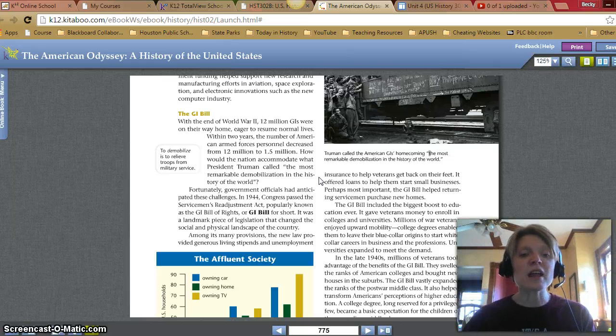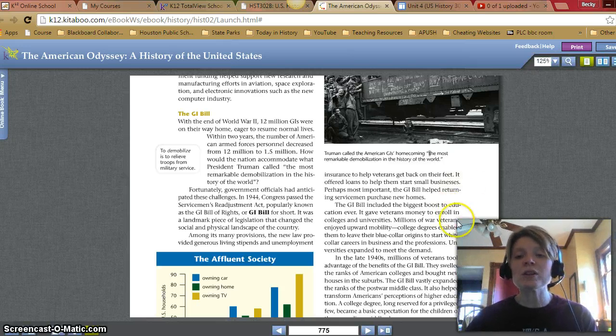Fortunately, the government officials had anticipated these challenges. In 1944, Congress passed the Servicemen's Readjustment Act, popularly known as the GI Bill of Rights, or GI Bill for short. It was a landmark piece of legislation that changed the social and physical landscape of the country. Among its many provisions, the new law provided generous living stipends and unemployment insurance to help veterans get back on their feet. It offered loans to help them start small businesses. Perhaps most important, the GI Bill helped returning servicemen purchase new homes.